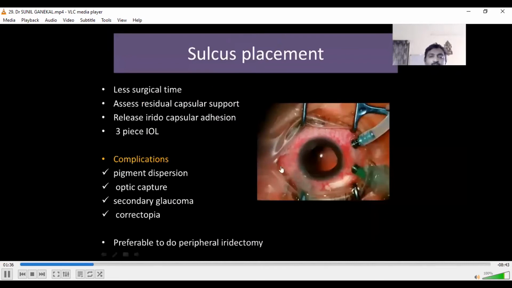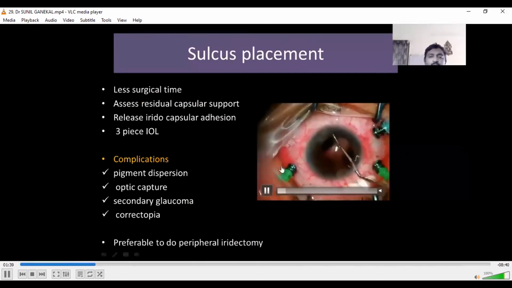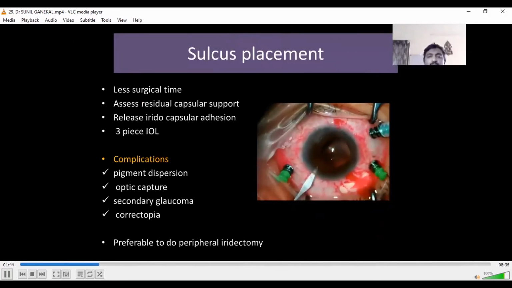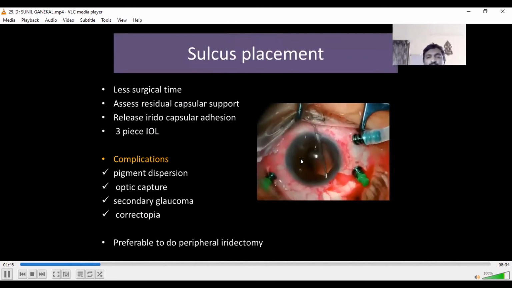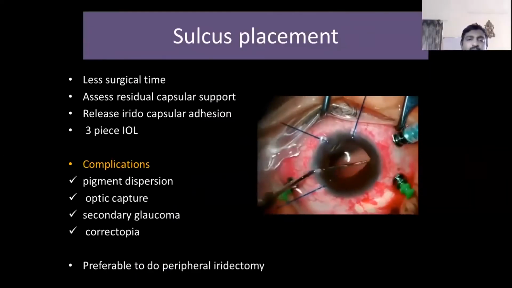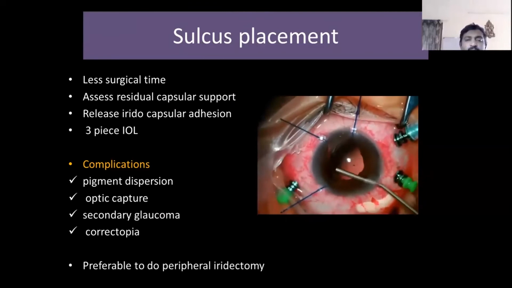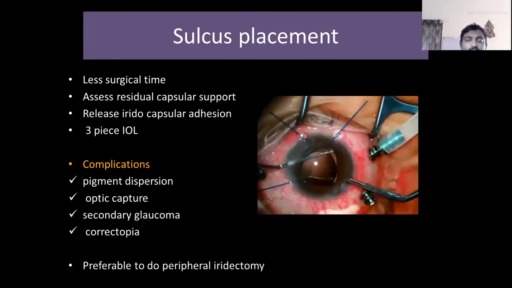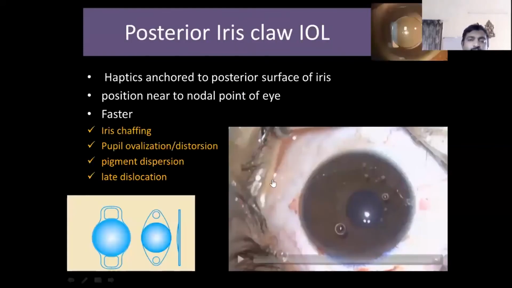Sulcus placement is definitely indicated when there is enough capsular support. Support can be assessed by putting in iris hooks, and you can release the synechial adhesions between the iris and the capsule. Three-piece IOLs are preferred in these cases. Sometimes it can cause pigment distortion and optic capture, and a peripheral iridectomy needs to be done in some of the cases.